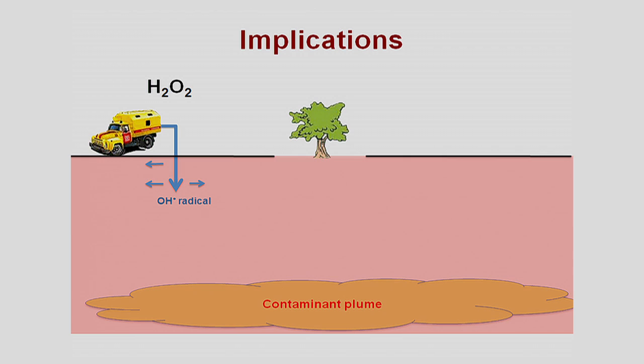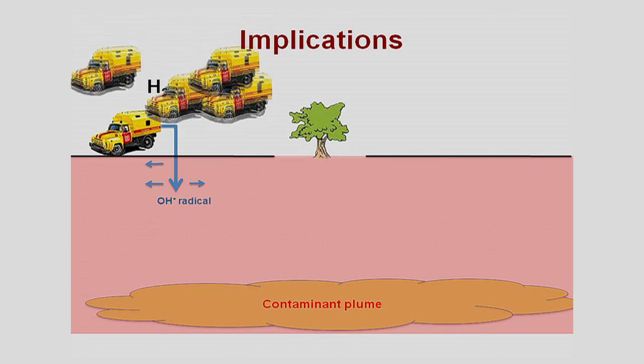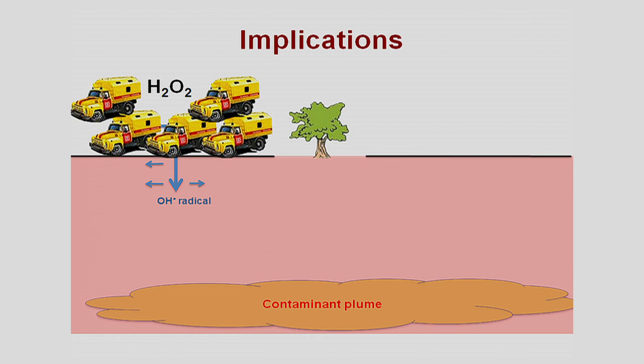If we think about a big contaminant plume deep underground, and we use hydrogen peroxide as our in situ chemical oxidation reagent, when we inject hydrogen peroxide underground, it reacts very fast with the iron minerals and is depleted. Only a small amount, less than 1% of the hydrogen peroxide, is activated into hydroxyl radicals, and they react just in the subsurface very close to the injection site. So if we want to permeate the hydroxyl radicals deep underground, we need a lot of hydrogen peroxide to produce a lot of hydroxyl radicals.